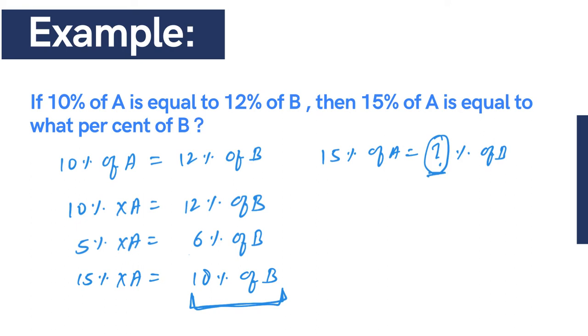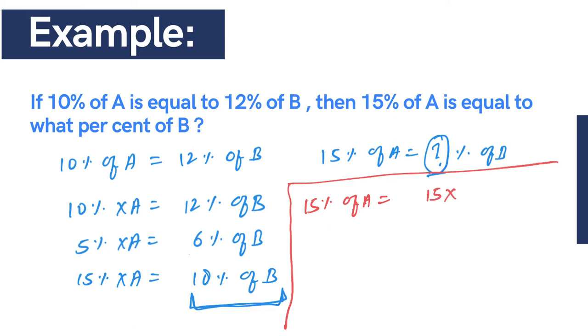How? According to the formula, the question is asking 15% of A, that will be equal to what? What is the asked value? 15, into the given value of B, not A, the given value of B. So I will put multiply here. So it is 12, and divided by A's given value. A's given value is 10. So I will put here 10 and multiply it with percentage B, because I need the option in percentage B.